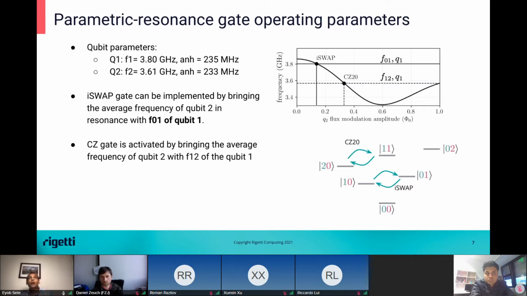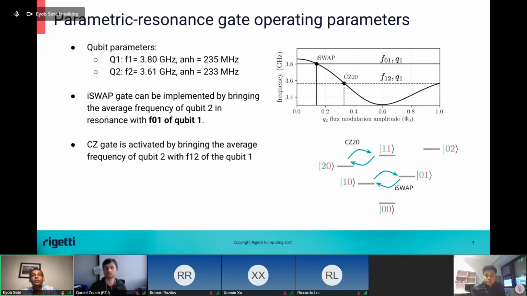All right, so now how do we find the operating parameters of the gates? The first thing you have to do is measure the qubit frequencies. Once you have the frequency of the qubit and then the anharmonicity, because that's important, especially for activating CZ, you take the average frequency of the first qubit Q1 and plot it as a function of the modulation amplitude. Remember the flux expression, so the AC amplitude. If you plot that, and then put the frequency of the other qubit here, you see that when the average frequency of the modulated qubit is the same as the unmodulated qubit, you have iSWAP and a CZ.